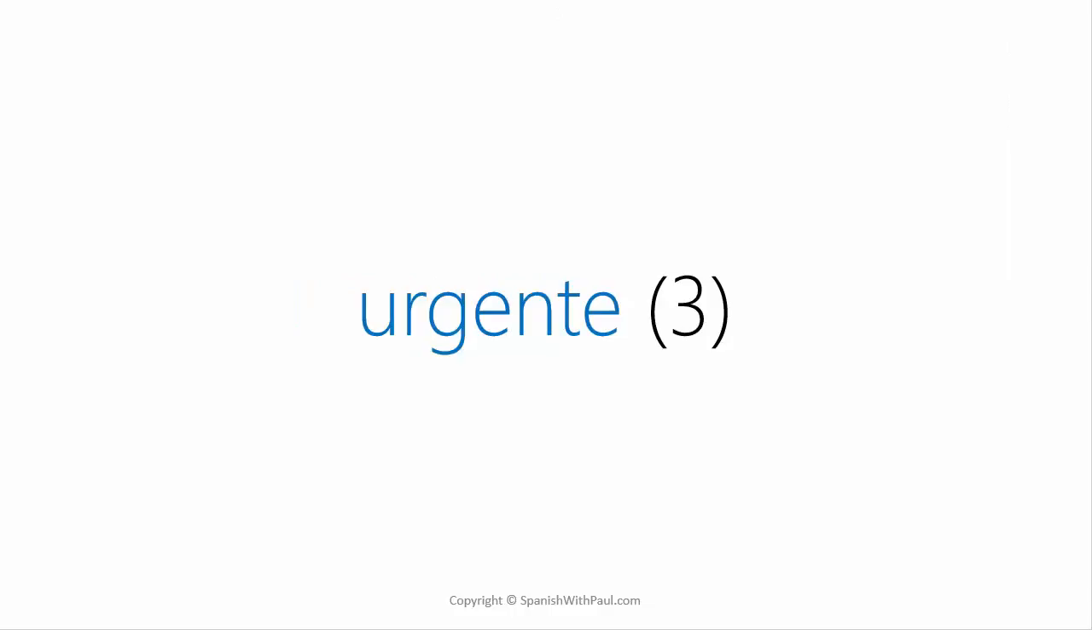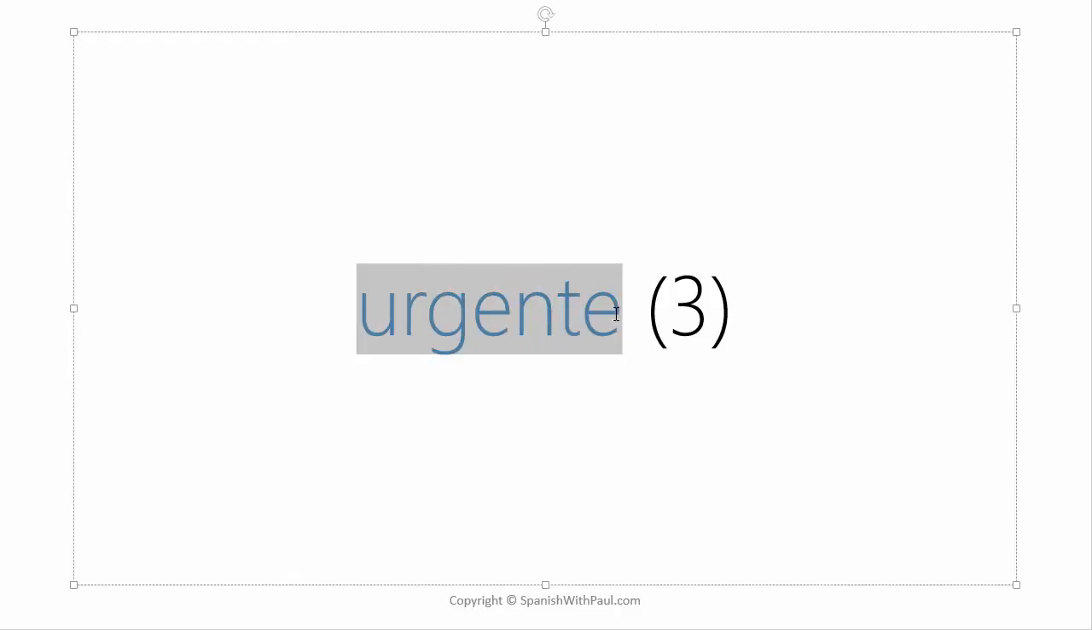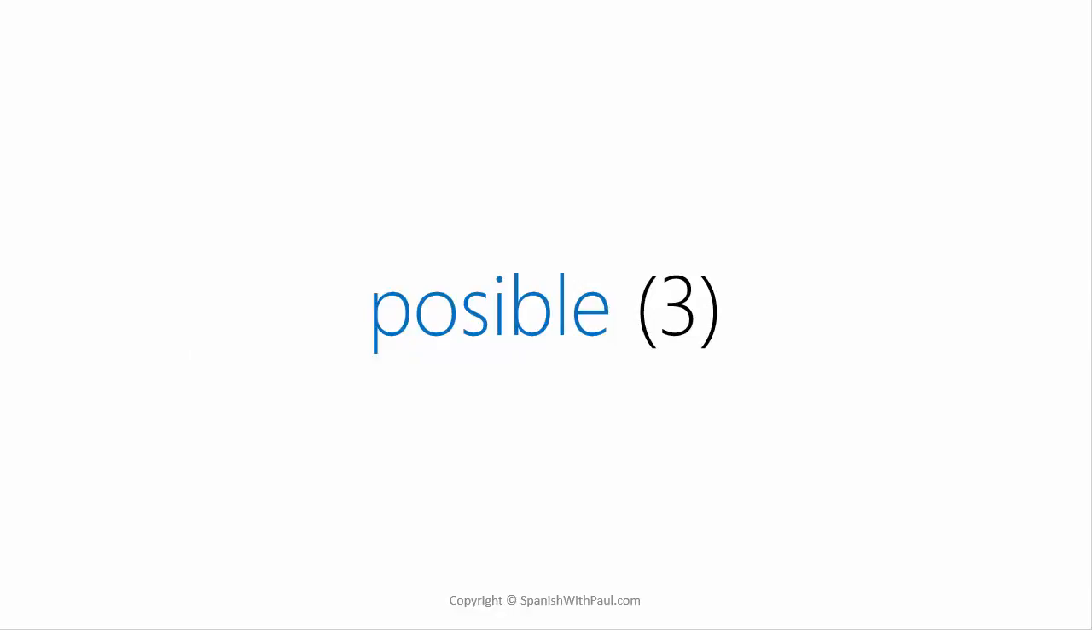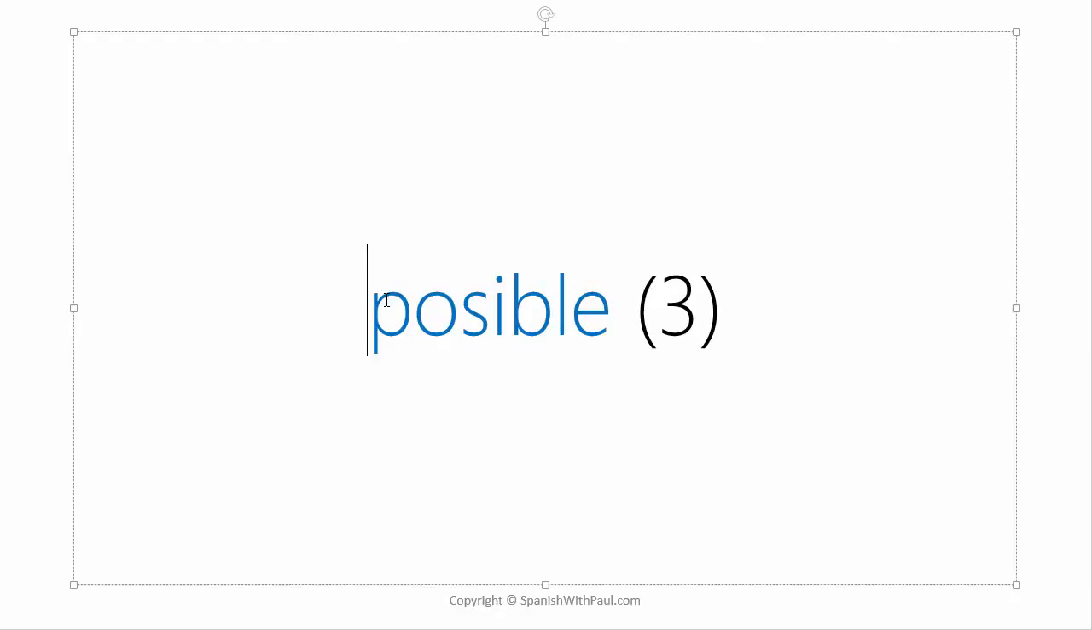Let's look at this word. We have urgente, so we have three syllables again. Your stress comes on the syllable before last: urgente. And we have another one here, posible, three syllables. This is the syllable before last here.